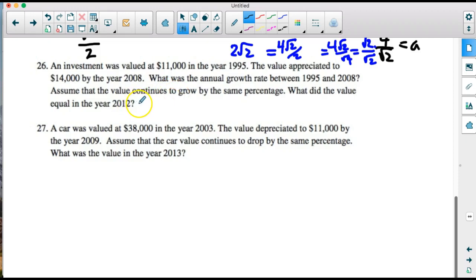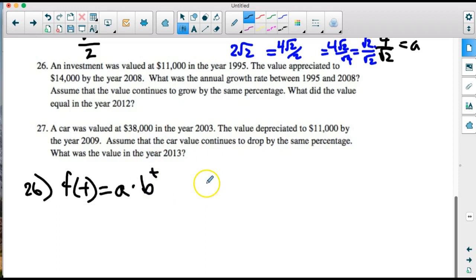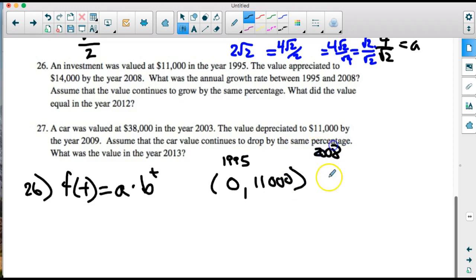So what we have to do is come up with an equation for this. All right, so we have our equation. We're going to use f of t this time because it's time. So this is f of t equals a times b to the t power. We know our first point is going to be considered as 0, so 1995 is going to be considered 0, and we're going to have 11,000 at that point. And the next year is 2008, so that's going to be the point 13, that's 13 years after 1995.